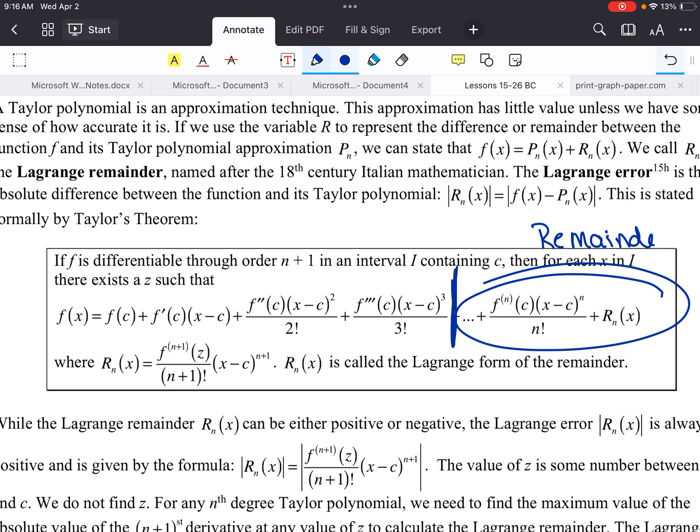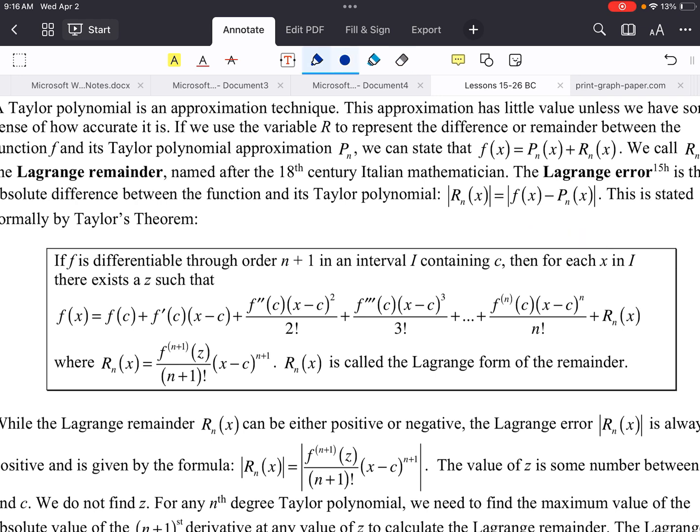What if I were to stop after the fifth term? Well, then the sixth term would be the one that's the remainder. What if I stopped at the 10th term? Then the 11th term is the one that's the remainder. So basically, I'm going to do a polynomial for a little while, and then I'm going to get tired of that, and I'm going to quit. And whatever term I quit at, the next term after that is the remainder.